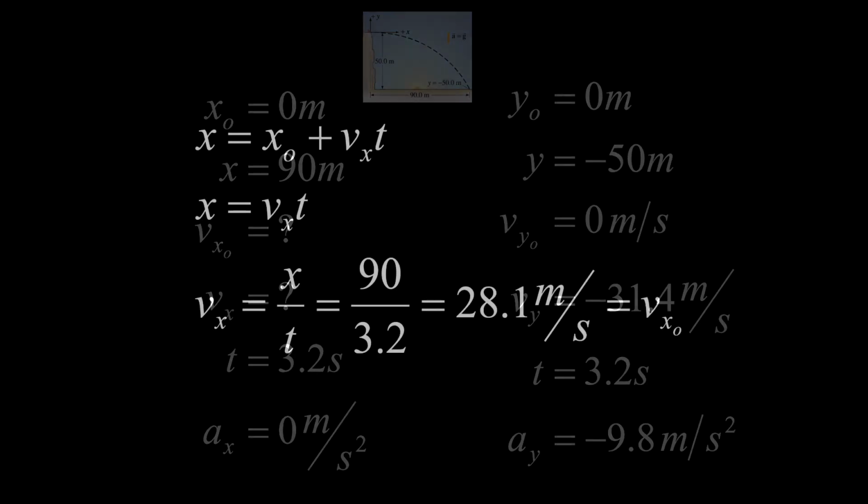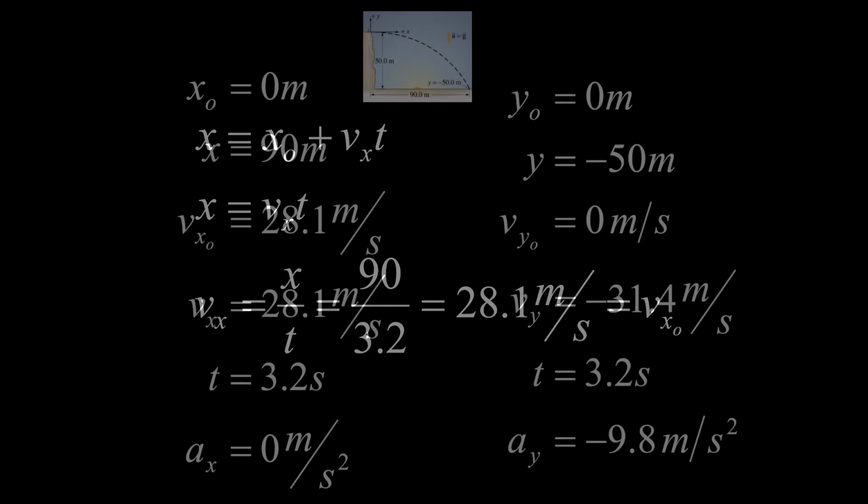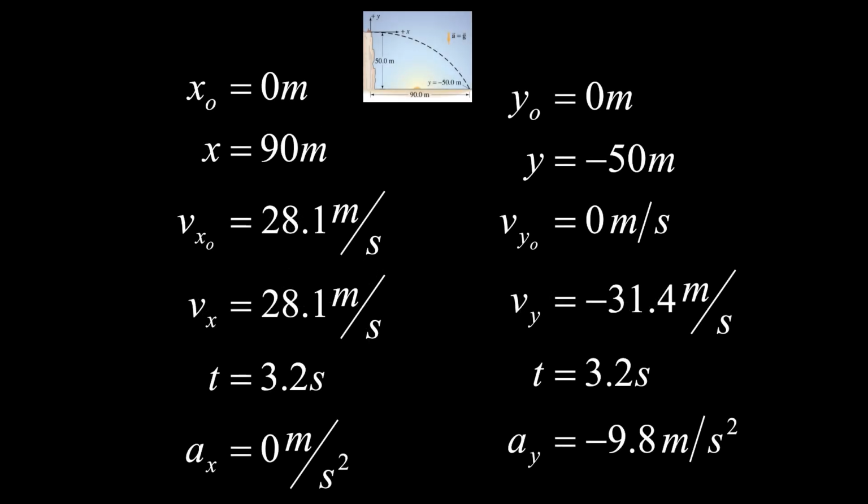And I only have one equation to use. X is equal to x naught plus vx times t. So if the initial position is equal to 0, which my list describes that it is, x is equal to vx times t. I'll simply solve for vx, which is x over t. 90 divided by 3.2 is 28.1 meters per second. 28.1 meters per second is vx naught, which is also vx. And now my list is complete. Fantastic, I found everything. Yay.